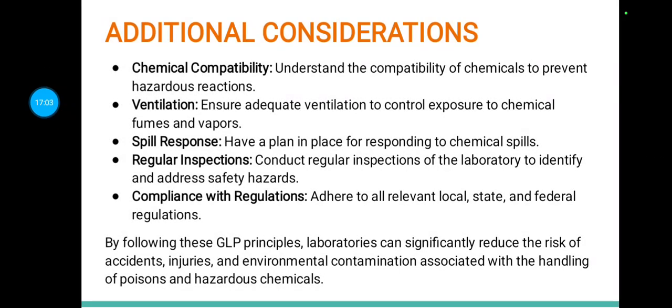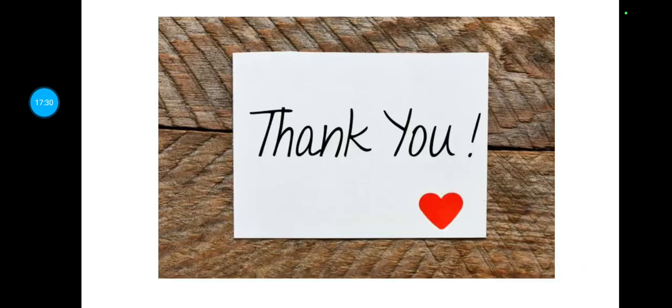Spill response. When there is a chemical spill, we have to have a plan for responding to such chemical spills. Then regular inspection. We have to conduct regular inspections of the laboratory to identify and address safety hazards. Compliance with the regulations: adhere to all the relevant local, state and federal regulations. By following these GLP principles, a laboratory can significantly reduce the risk of accidents, injuries, and environmental contamination associated with the handling of poisons and hazardous chemicals.